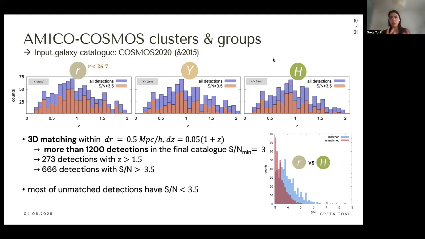Obviously, matching the different results from the 3 independent runs helps us understand that most of the unmatched detections had a signal-to-noise ratio smaller than 3.5. This perhaps suggests that 3.5 could be a good threshold to trim the catalog for a more robust sample.